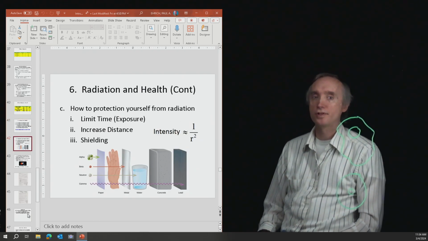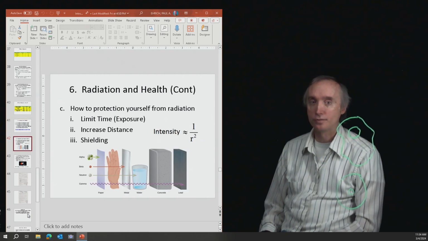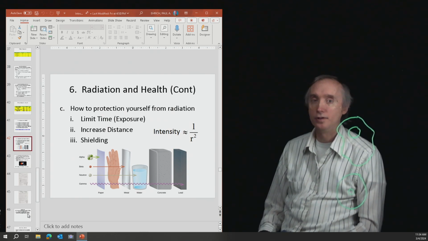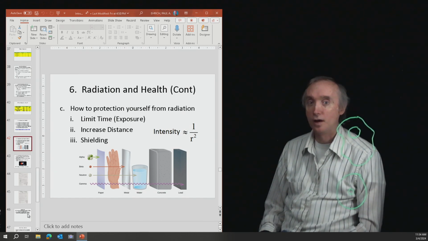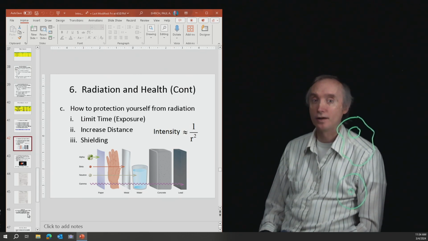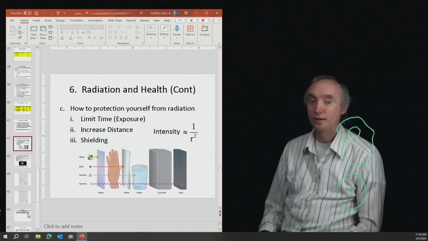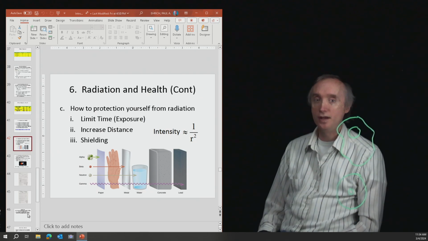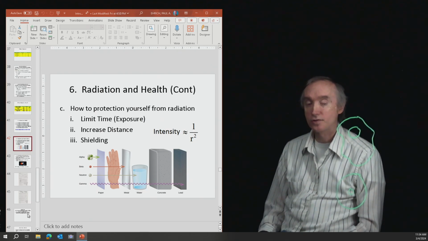So how do you protect yourself from radiation? Number one, limit the time of exposure. That means if you don't want to get a sunburn, don't go out in the sun, and limit the amount of time that you are being exposed to that ultraviolet radiation. Okay, number two is get away from the source of the radiation. So don't stand right next to a nuclear reactor.